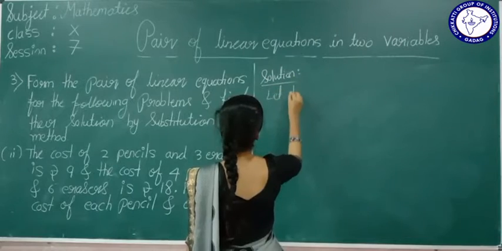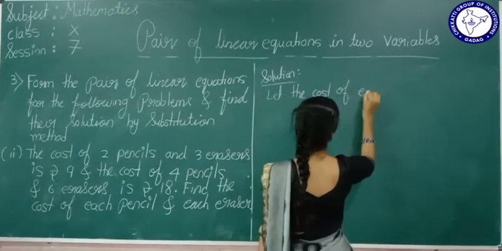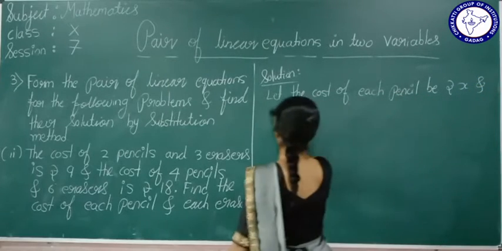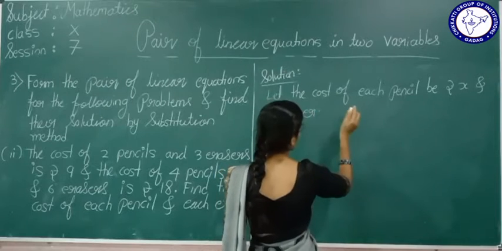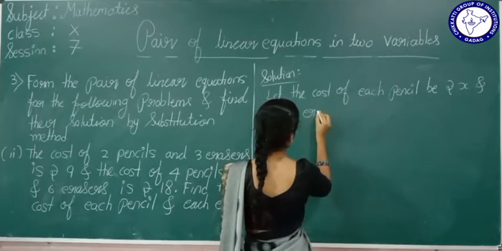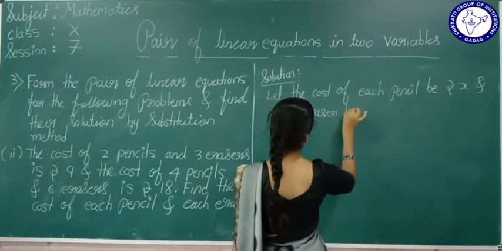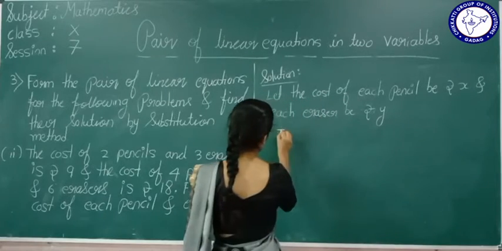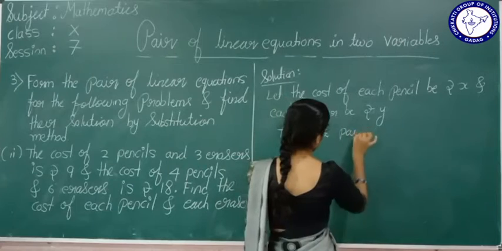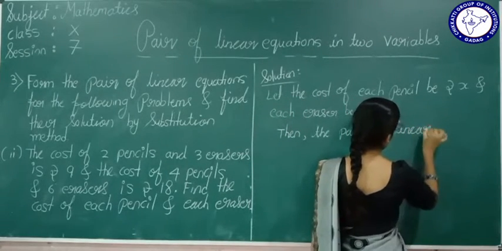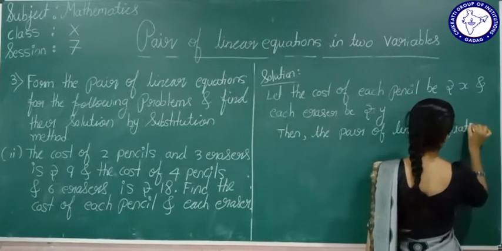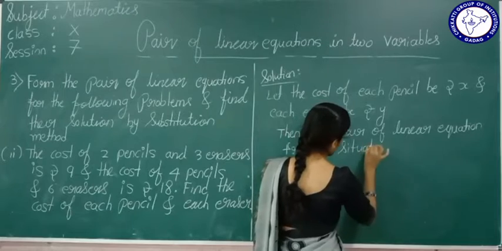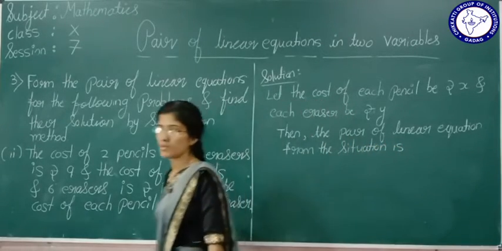See here, let the cost of each pencil be rupees X and each eraser be rupees Y. Okay, we will form the pair of linear equations from the situation.